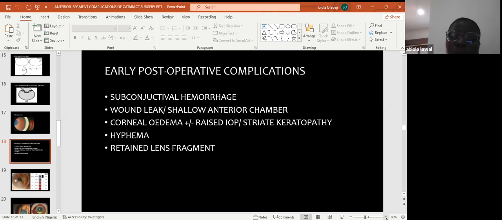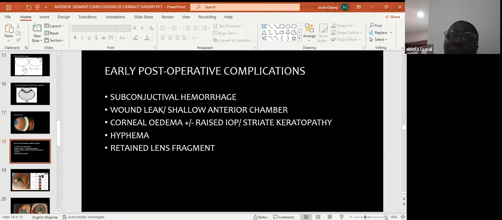This usually resolves within weeks after surgery, and may not require any special treatment, just the routine post-op medication. So there could be shallow AC from wound leak. This can occur following ECCE, it can occur following SICS if your tunnel is not self-sealing. It can also occur following phaco.